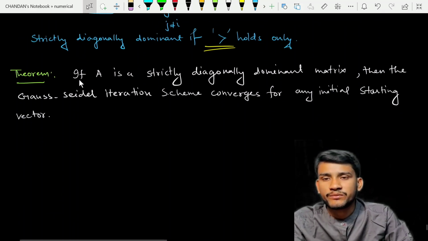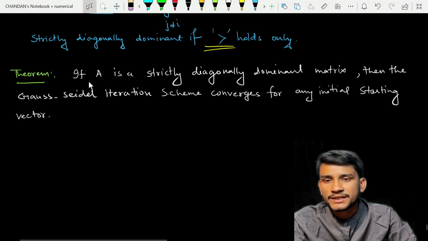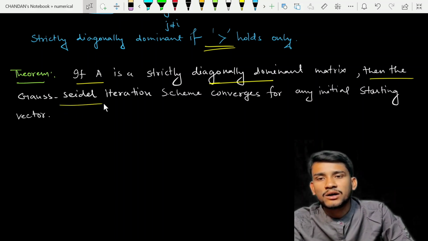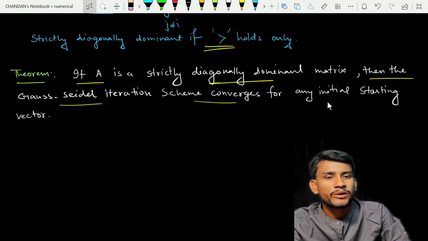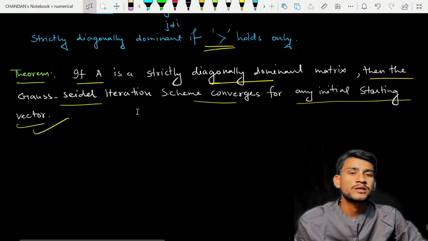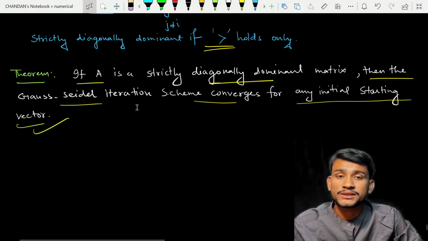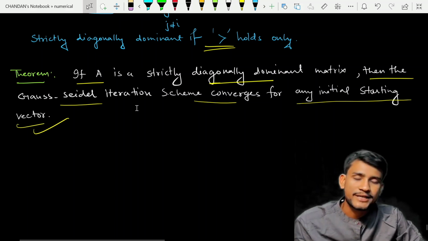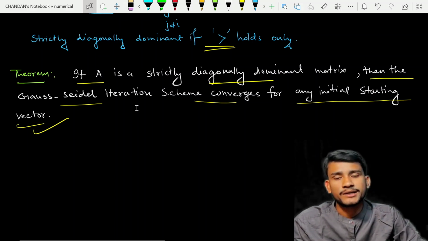The next theorem says that if A is a strictly diagonally dominant matrix, then the Gauss-Seidel iteration scheme converges for any initial starting vector. So these theorems are regarding the convergence of iteration methods, that is, the Gauss-Seidel method and the Gauss-Jacobi method, or simply the Jacobi iteration method.